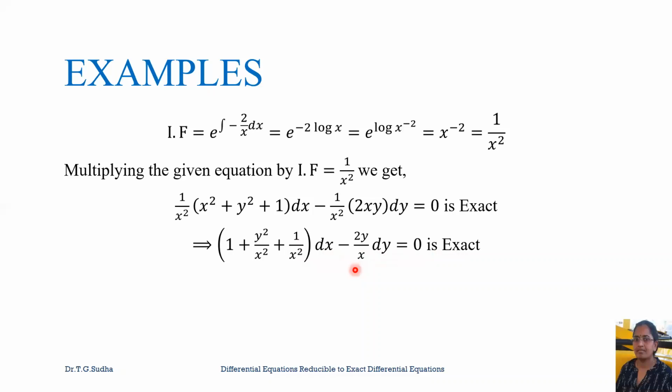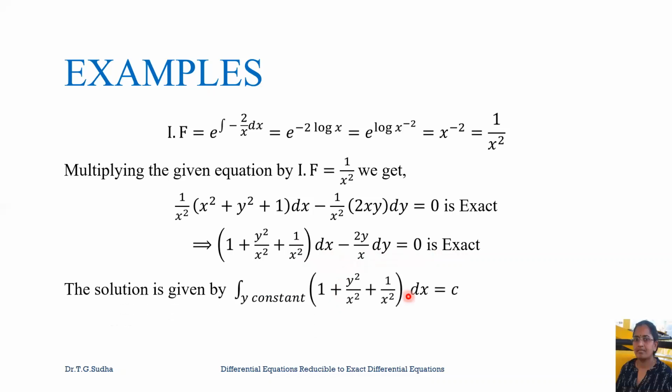So we know that when the given differential equation is exact, the solution is given by integral M, that is 1 plus y square by x square plus 1 by x square, keeping y constant, plus an integral of the terms of N which are independent of x. Here no term is independent of x. Therefore, the second integral is 0, and that is equal to c.